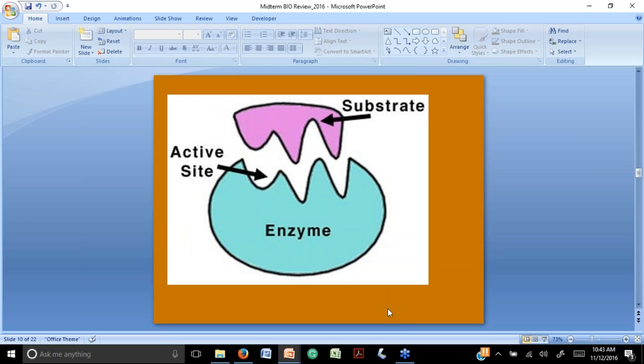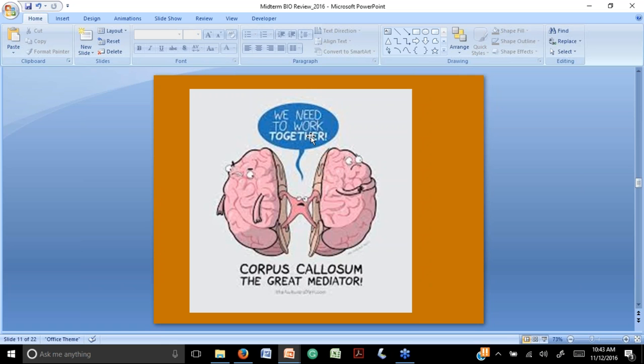We have our enzymes. The enzymes have some components that participate together. Can you see here, there is a substrate, that is the reactant, and the enzyme. The enzyme has a matching shape in order to have the reaction. So each enzyme has specific substrates.